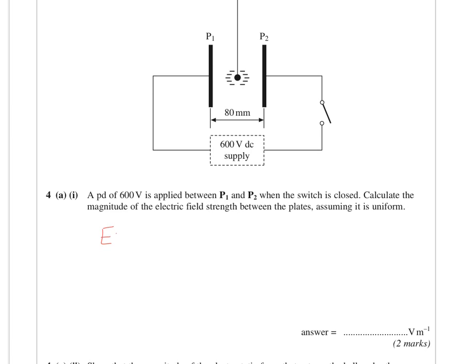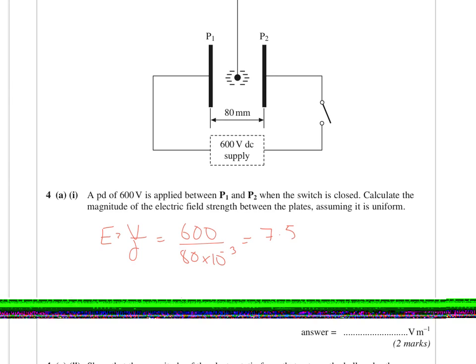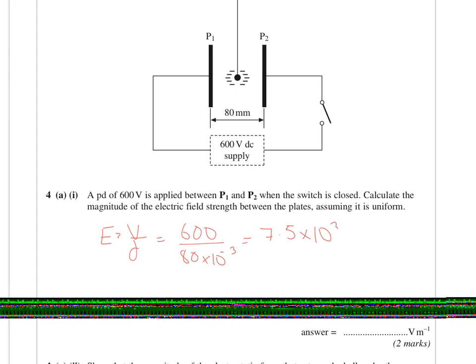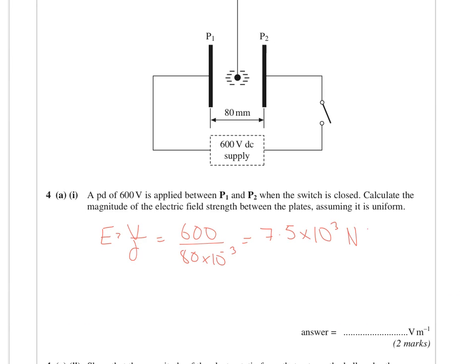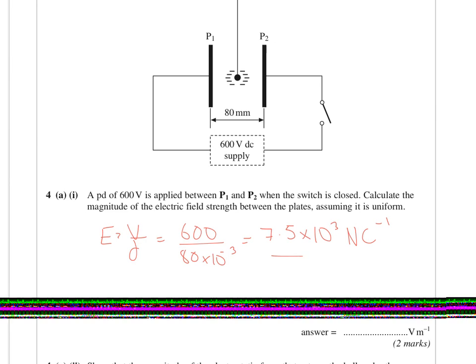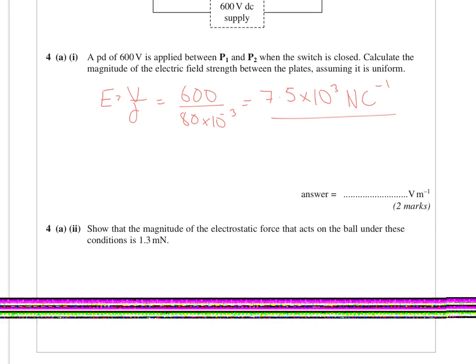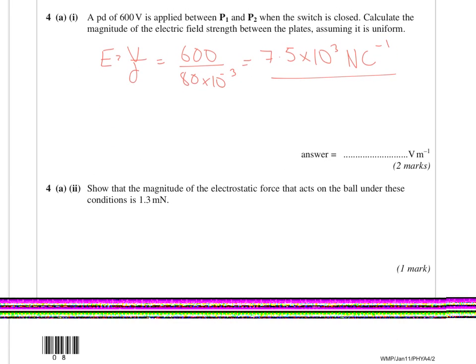So field strength is V over d, so it's going to be 600 divided by 80 times 10 to the minus 3, because it's in millimeters. It gives you 7.5 times 10 to the 3 newtons per coulomb. You could also have given it in volts per meter, which in fact they have there.